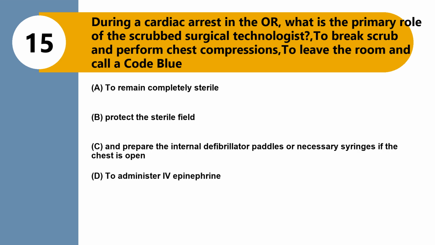Question 15. During a cardiac arrest in the OR, what is the primary role of the scrub surgical technologist? To break scrub and perform chest compressions, to leave the room and call a code blue. Option A, to remain completely sterile. Option B, protect the sterile field. Option C, and prepare the internal defibrillator paddles or necessary syringes if the chest is open. Option D, to administer 4-epinephrine. The correct answer is option C, and prepare the internal defibrillator paddles or necessary syringes if the chest is open.